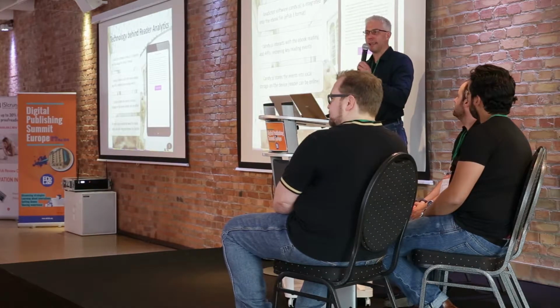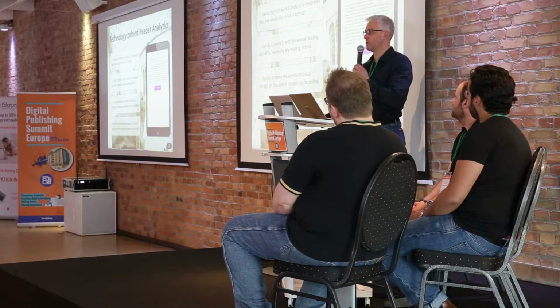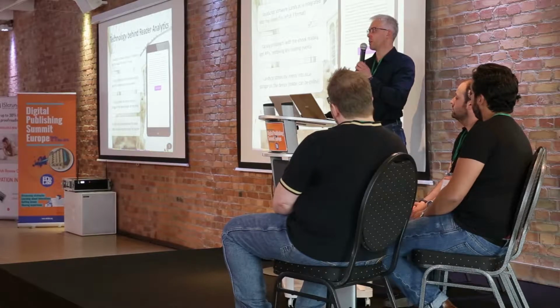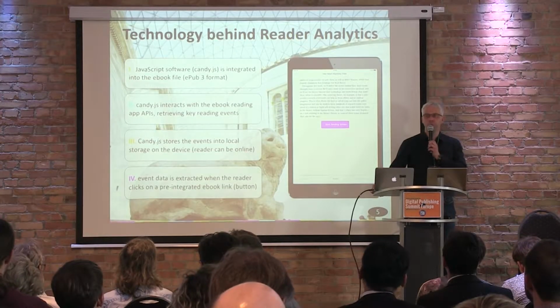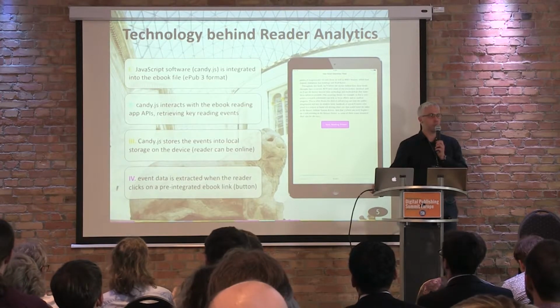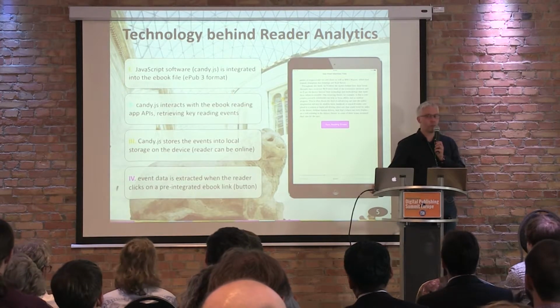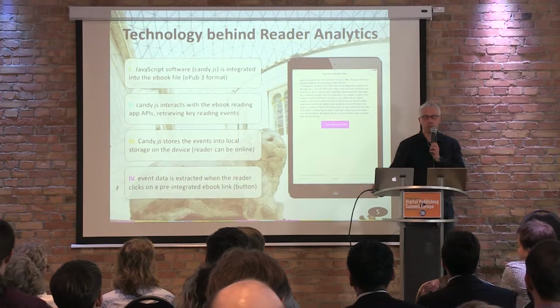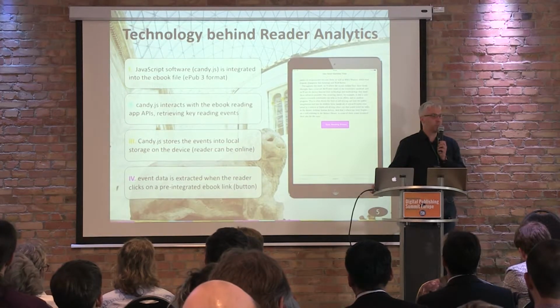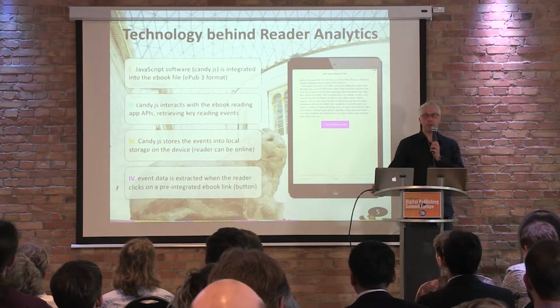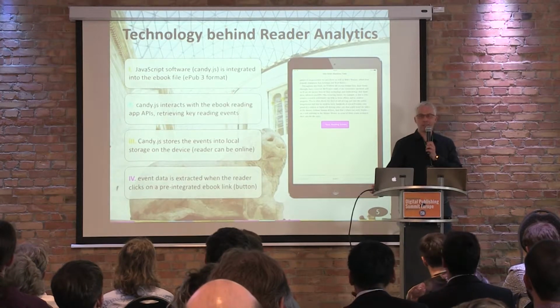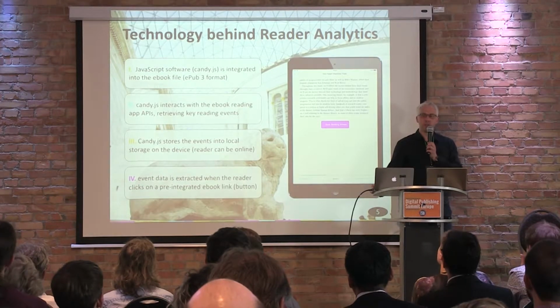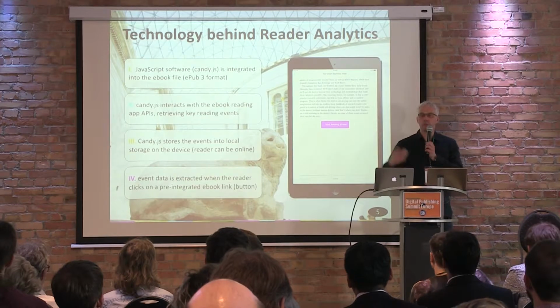How does it technically work? First of all, this is exclusively EPUB 3. We're probably one of the only companies who do not bother with EPUB 2 at all. We exclusively distribute and work with EPUB 3. We have no choice. Because we build a piece of JavaScript software that we embed directly into the ebook itself, and that records the interactions of the ebook with the ebook reading app.